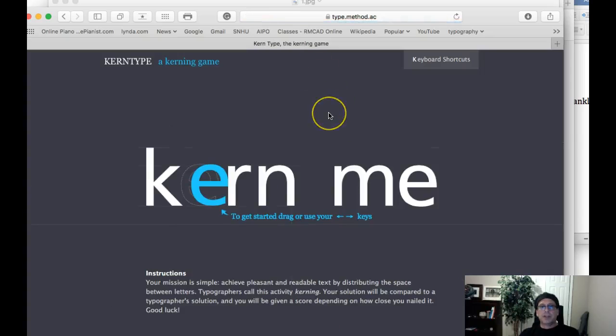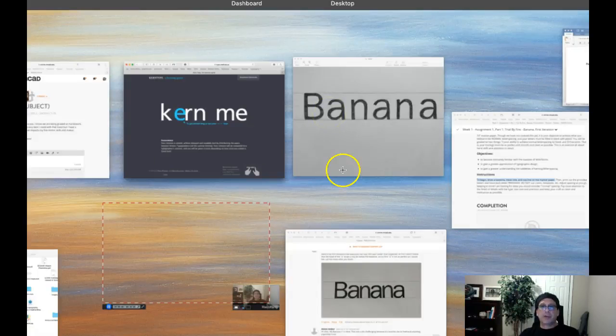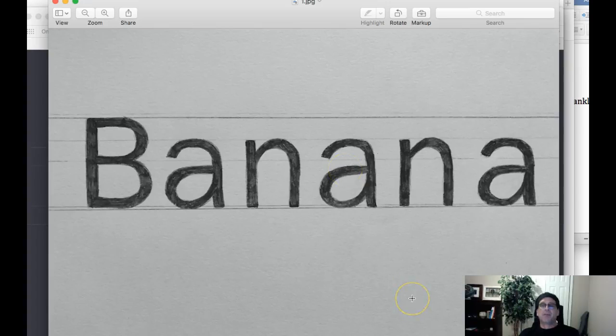And once you do that, go ahead and open your software and have the Kerning Game, your software, and your sketch open all at the same time, so you can draw, compare and contrast, and get the most robust learning experience from this assignment.